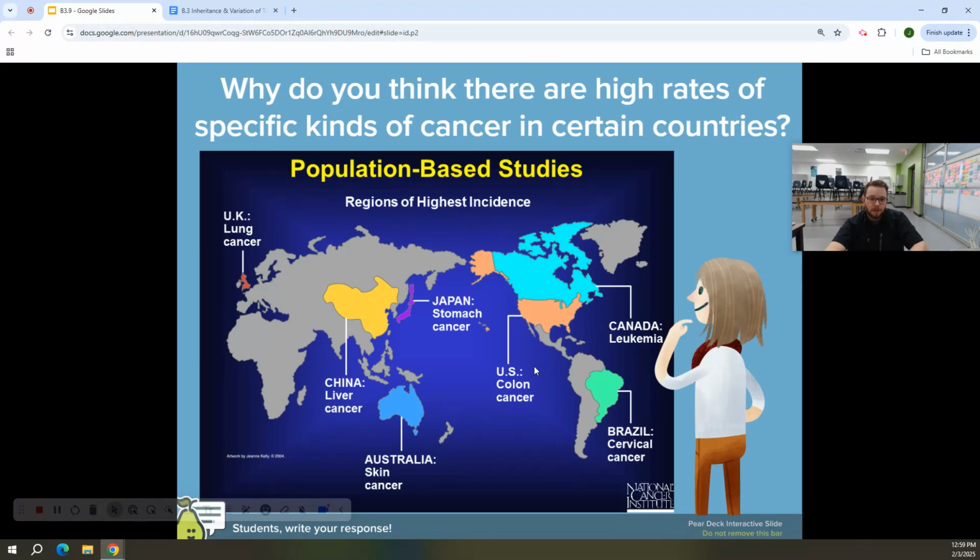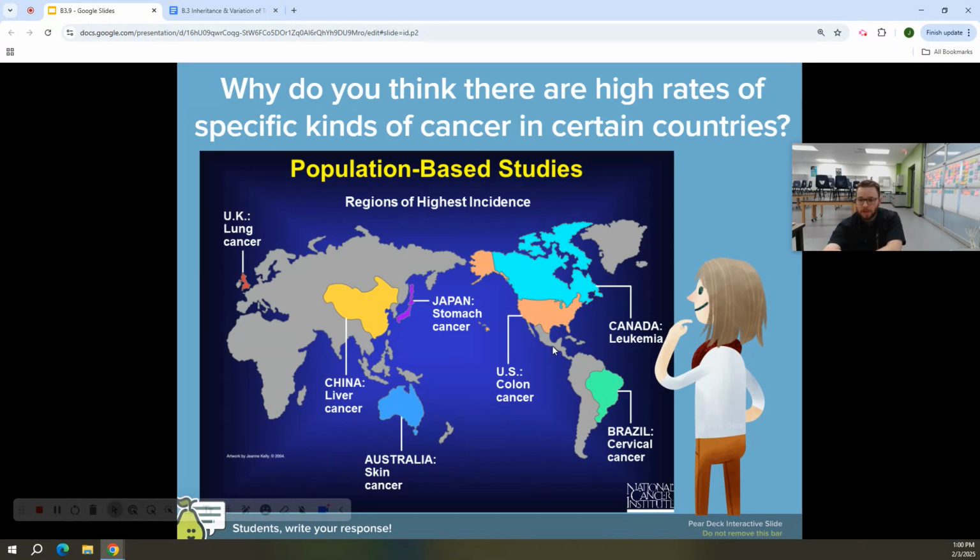All right, so we're going to start and look at this graphic that I have here for you on the screen. And you're going to pause when I tell you to do so and talk to your group members about this question here. So why do you think there are high rates of specific kinds of cancer in certain countries? So look at these, and I just want you to brainstorm. You're not writing anything down. You're just discussing with each other right now why you think the UK has highest incidence: lung cancer, Japan stomach cancer, China liver, Australia skin, US colon, Canada leukemia, which is blood, and Brazil cervical. Okay, so just what are some ideas that you're thinking that would help explain those?